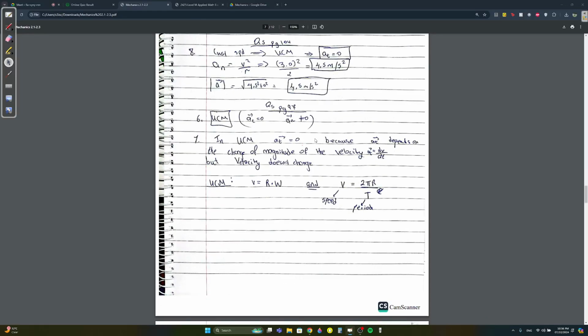In UCM, a tangential equals 0. This is a good question by the way, I think, but you have to know this. Even if it's not a good question, they get this a lot. Because a tangential depends on the change of magnitude of velocity, but velocity in this case, the magnitude of it doesn't change.